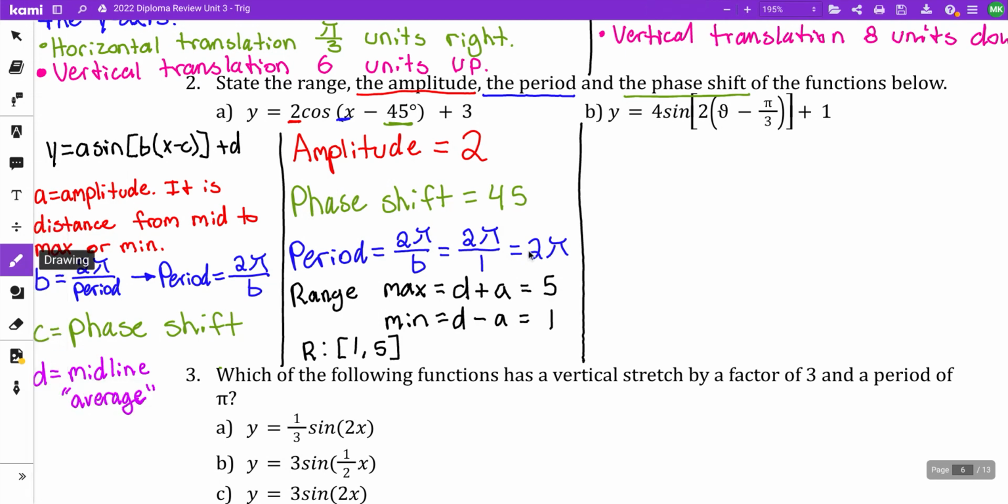Cool. Question B is the exact same. You can feel free to try it on your own if you want. We're just going to keep on rolling. It's literally the same thing.